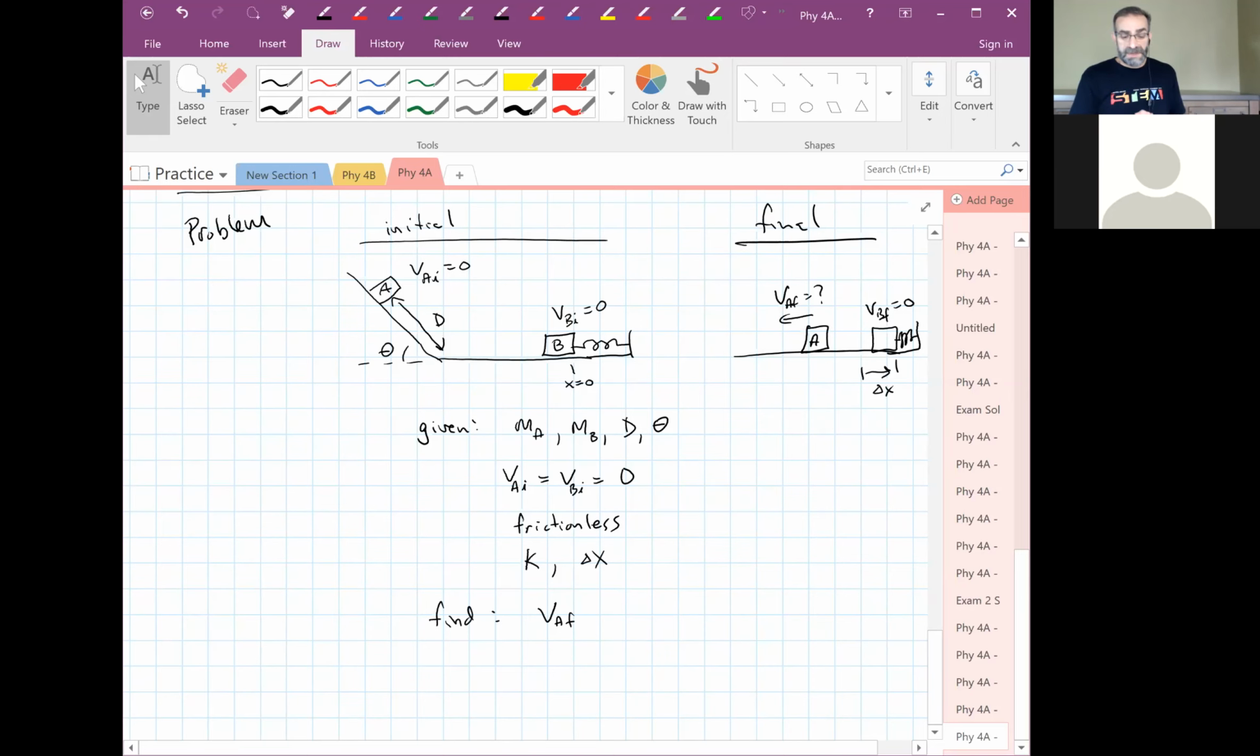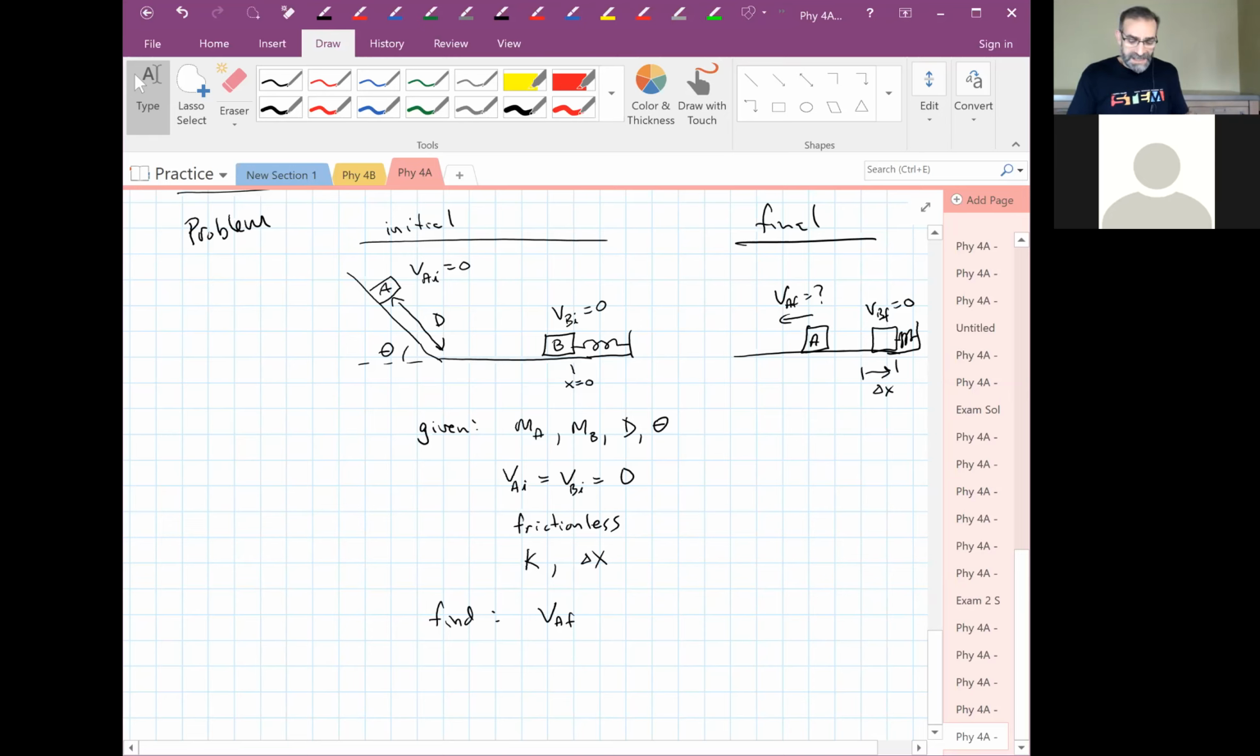Can we go from the beginning to the end using energy? The answer is we don't know. So if you don't know, you can't. You can only use it if you know for sure. What do we know? We know these two blocks bounced off of each other. Maybe it's elastic. Maybe it's inelastic. We don't know. We have to be told.